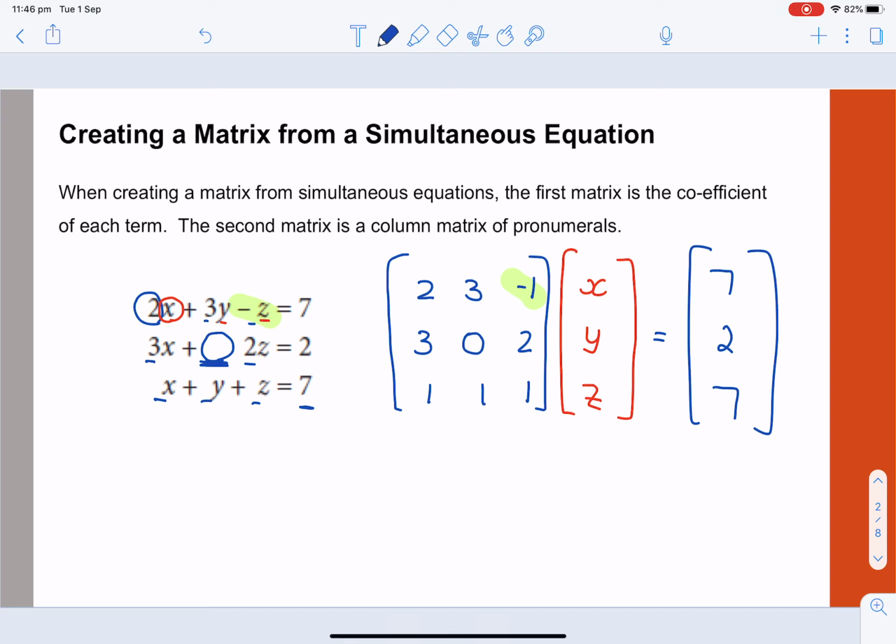And these are my matrices. They are formed from a simultaneous equation. So again, just taking all the coefficients, putting them into the first matrix, so that's all the numbers. Taking all the letters, or the pronumerals, putting them into the second matrix, a column matrix, remembering our matrix multiplication. And then our third matrix is after the equal sign, and that's all the solutions, or all the equation to the sums of the equations.